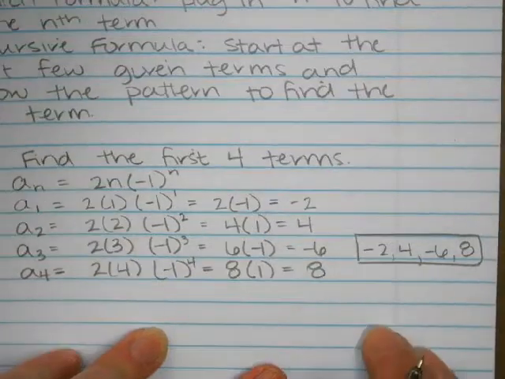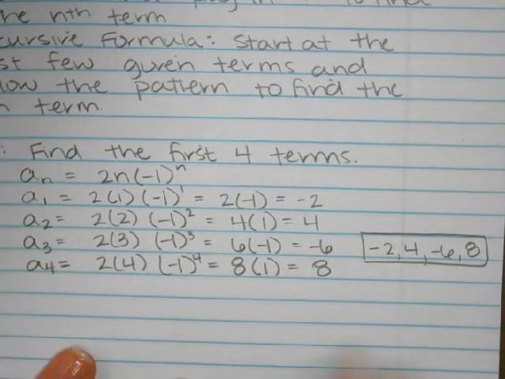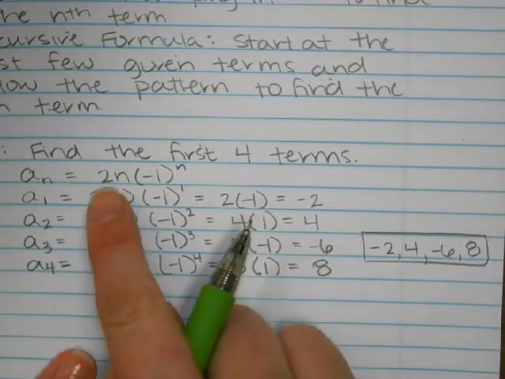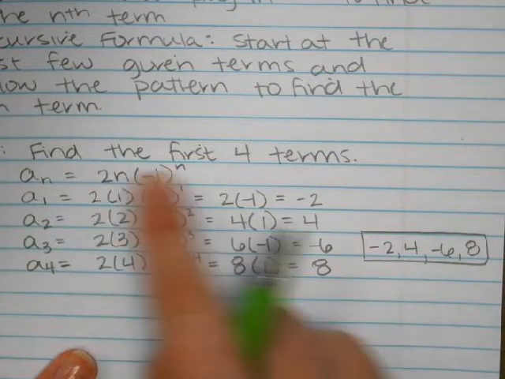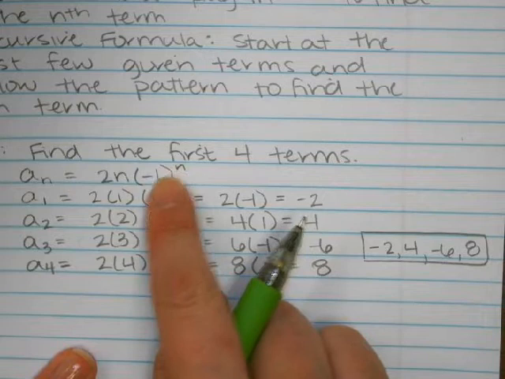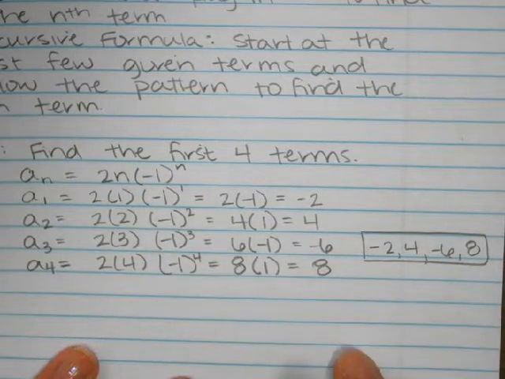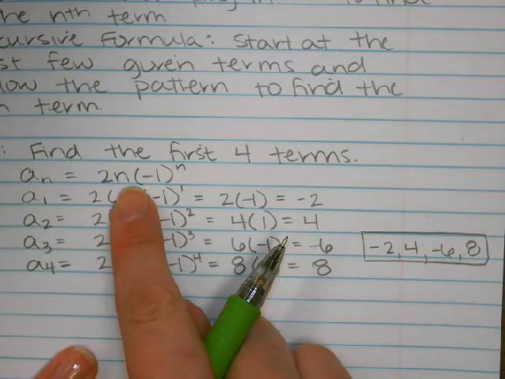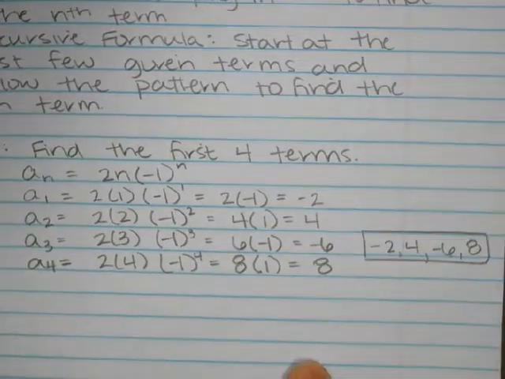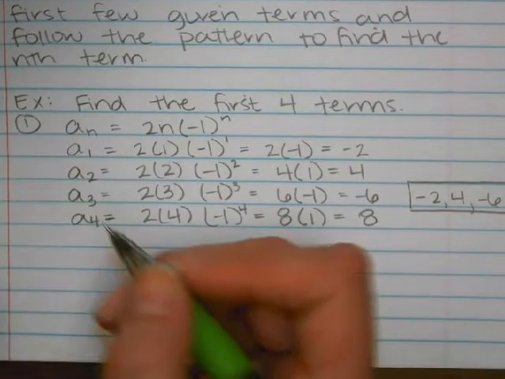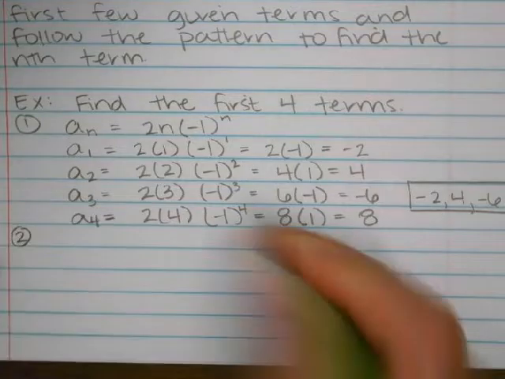And then if I wanted you to find maybe the 20th term, you would say 2 times 20 is 40. And then (-1) to the 20th would be a +1, and so your answer would just be 40. So this is an example of an explicit sequence. Whatever term you want, you just plug that number in and you have that term. All right, we're going to do another one that's explicit.